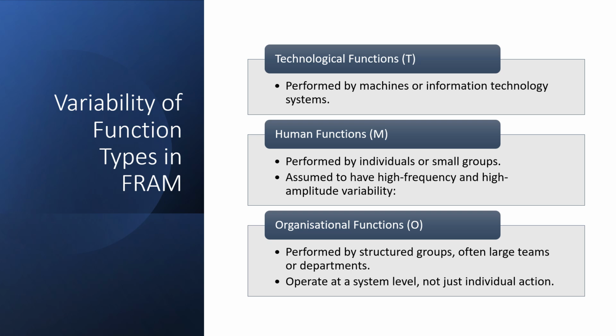Then there's organizational functions. These are performed by structured groups, often large teams or departments. They operate at a systems level, not just individual actions. They're assumed to have low frequency. Organizational change is slow. Yeah, it is. High amplitude. When changes occur, their impact can be significant. Variability often relates to policies, culture, coordination, and strategic direction and decisions.